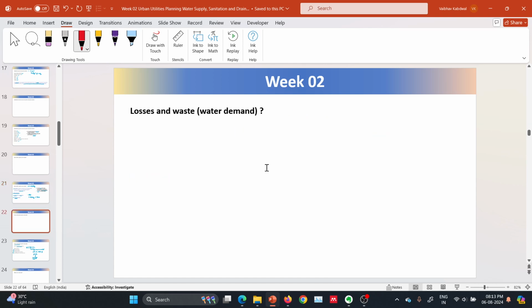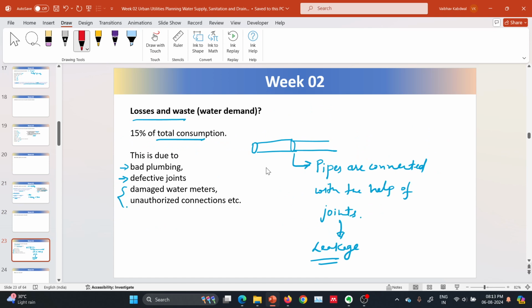And losses and waste means, we have pipes to distribute the water. Pipes can't be built very long, so we need to provide joints. So from joints there is always leakage, not always, but most of the time there is leakage, and because of bad plumbing and damaged water meters, loss can happen. And sometimes theft can also happen in authorized connections. So this is because of losses and waste.